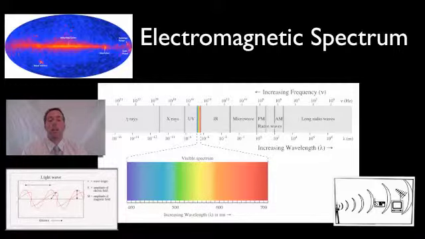And of course, the important part of the electromagnetic spectrum is visible light. So a whole range of different properties of the same thing. These are all electromagnetic waves, and they form part of the electromagnetic spectrum.